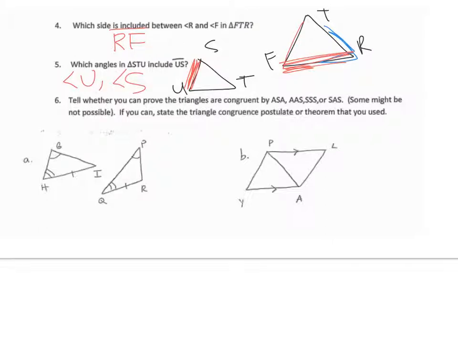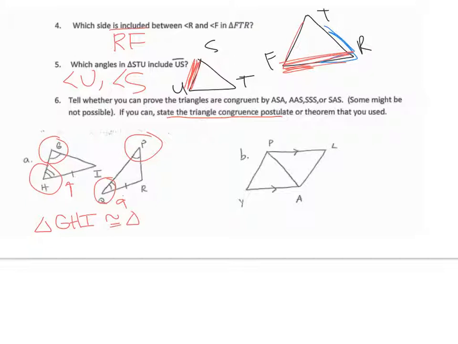Number 6, tell whether you can prove the triangles are congruent. Some might not be possible. If you can, state the triangle postulate or theorem that you would use. So, if I look, this one has an angle that matches up with this angle. And then H matches up with Q. And then there's a side that's not included between them. So I can say that they're congruent. So I could say triangle GHI is congruent to triangle.